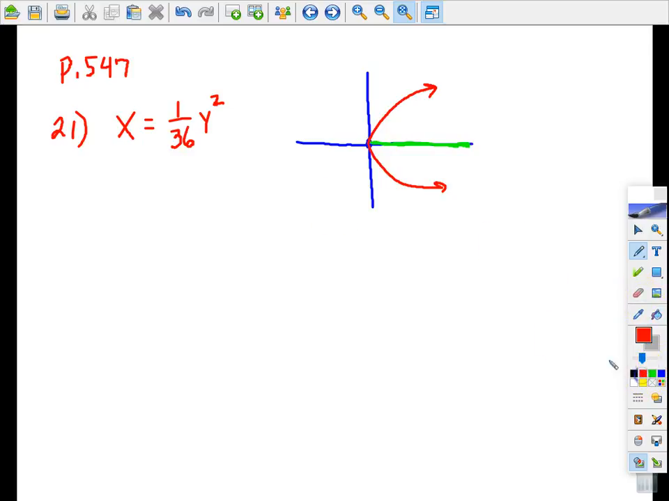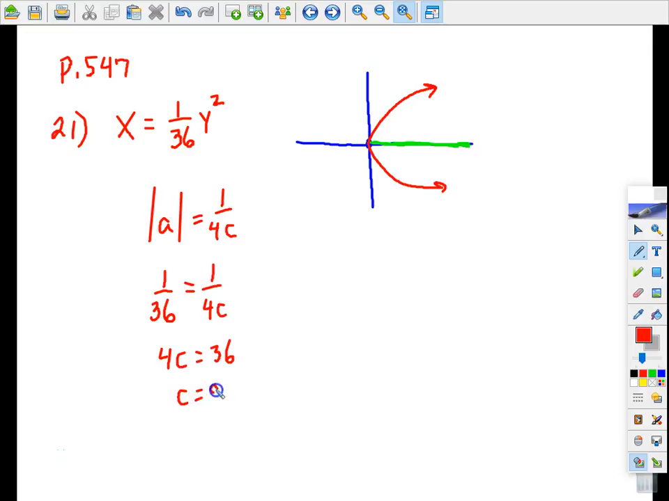So once again, I'm going to use that formula. The absolute value of a is equal to 1 over 4c. It's just that in this case, since I'm given the equation of the parabola, I'm given what a is. So I'm going to use a to help me find c. And you can use cross multiplication: 4c equals 36. So c is 9.